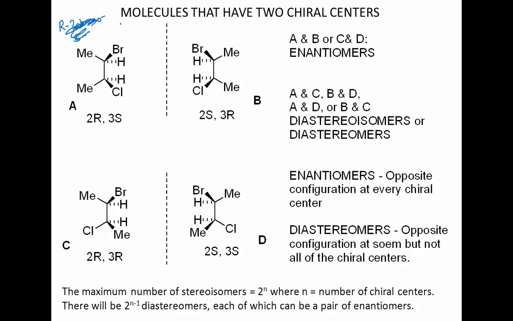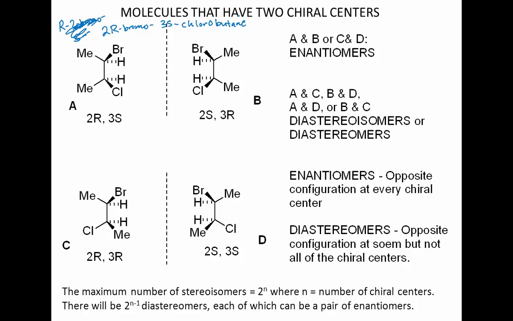Let's see, how do we name this? Okay, 2R-bromo-3S-chlorobutane. All right, so that's molecule A.